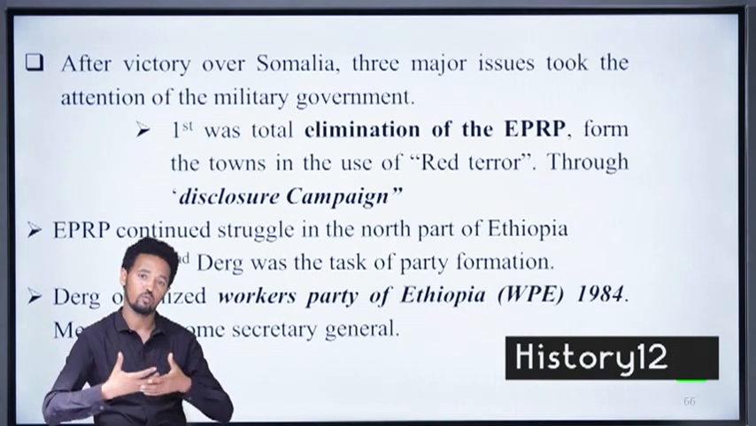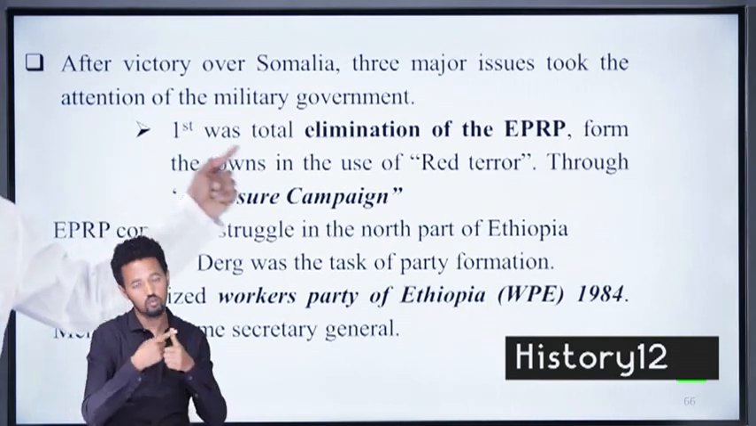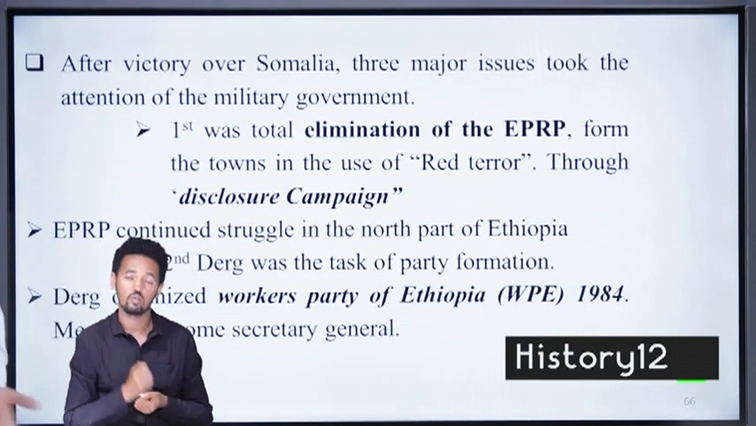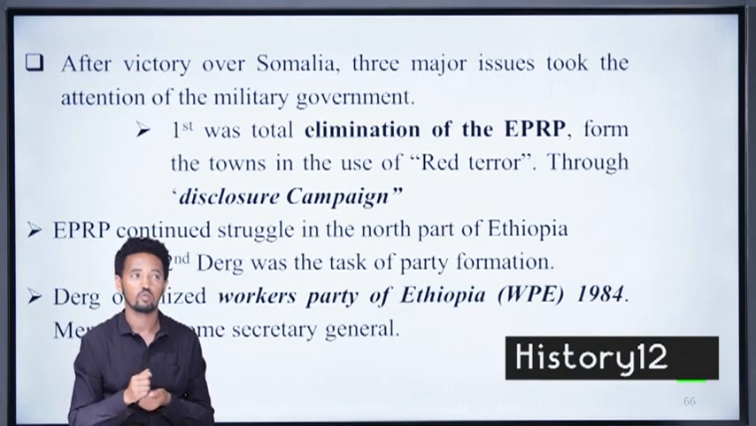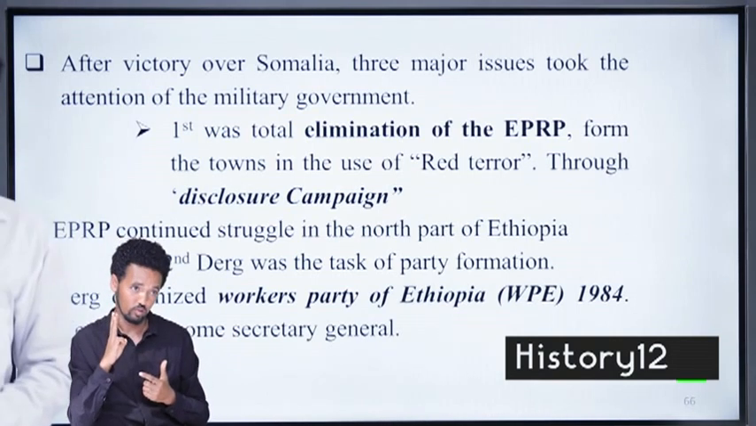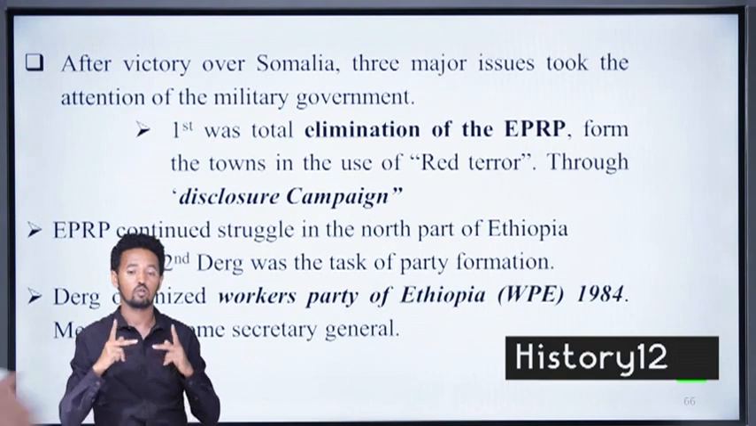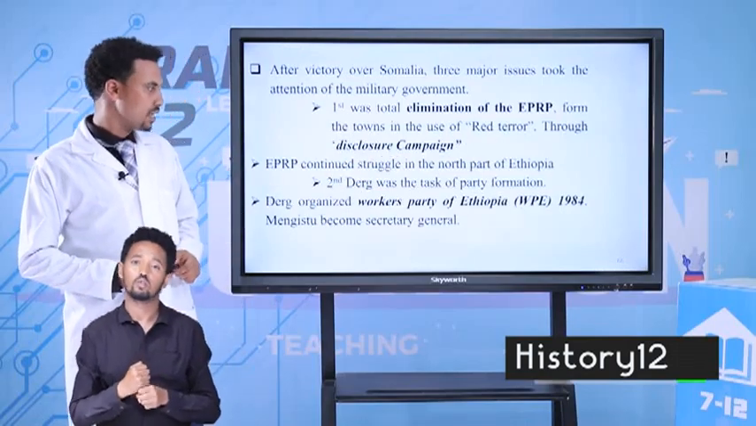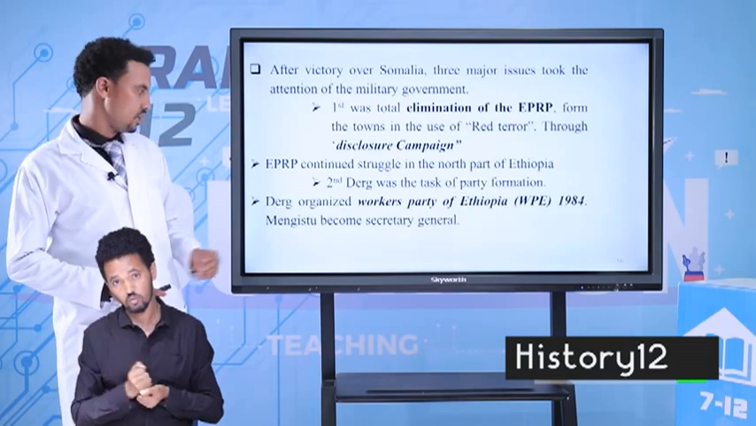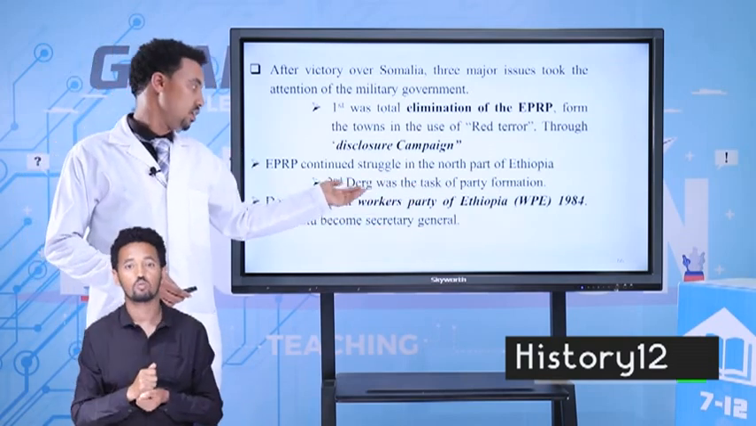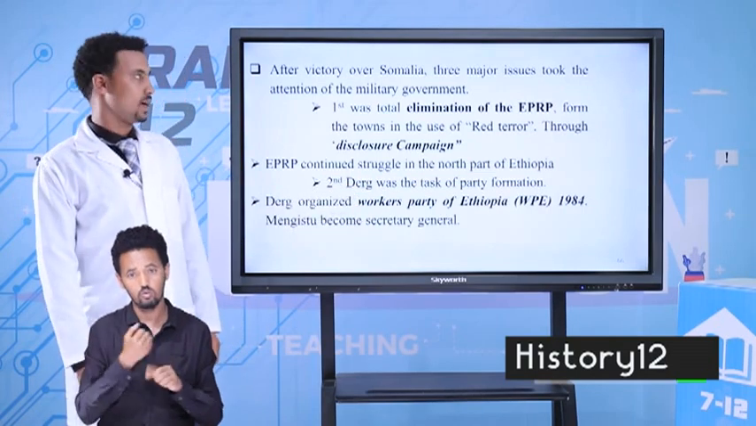The first one, elimination of EPRP by using of red terror. Second, Dirk was the task of the formation of party. The first party of Dirk, the Worker Party of Ethiopia. It was formed in 1984. Mengistu became Secretary General of the Worker Party of Ethiopia.